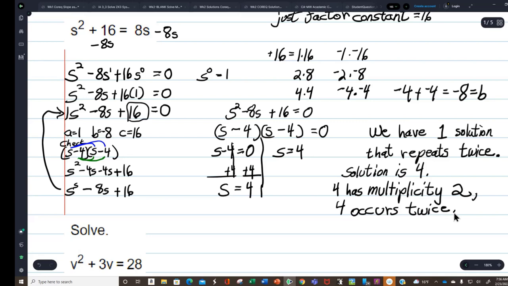We're going to be talking a lot about multiplicity. It's coming up in the future. So this is an introduction. Four has multiplicity two because it repeats twice.